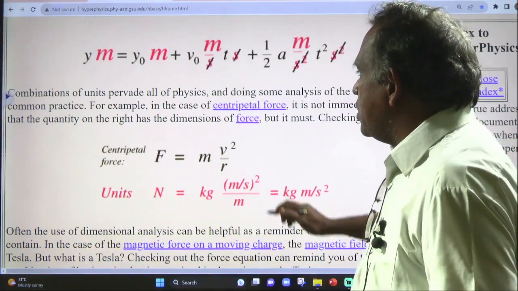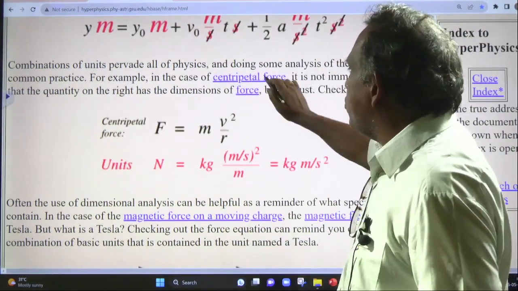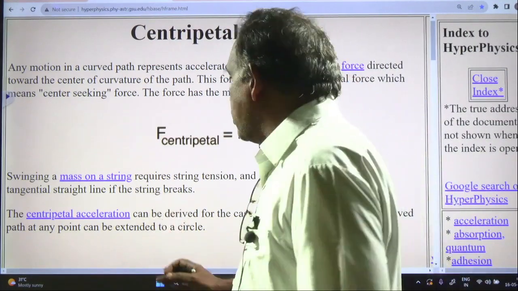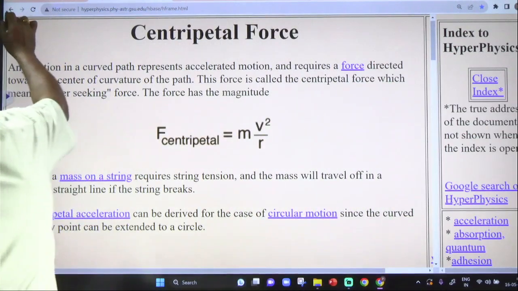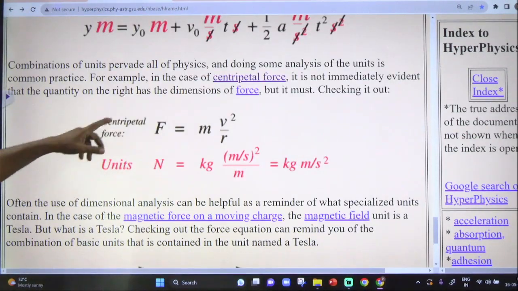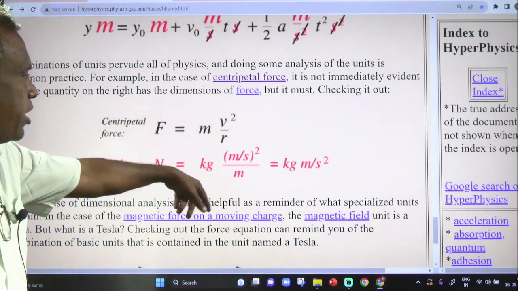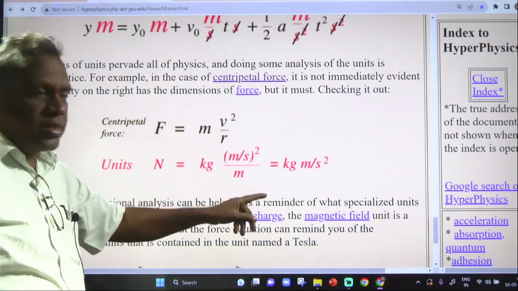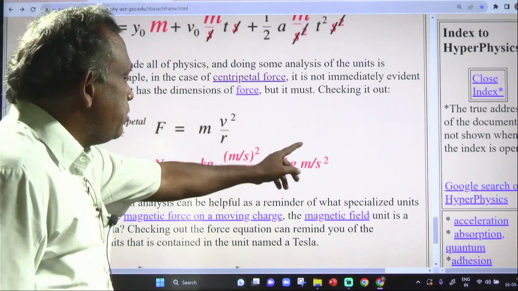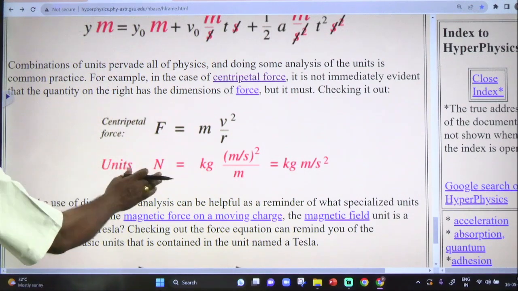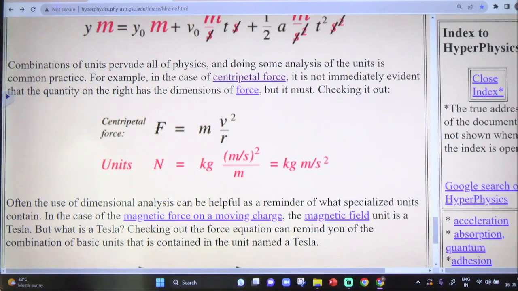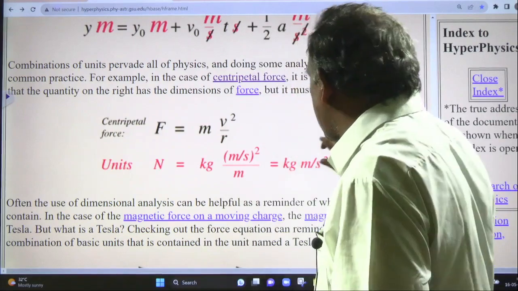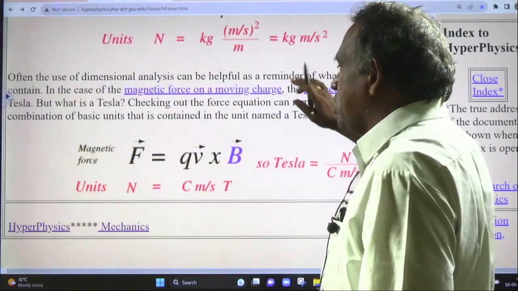Dimensional formula, say centripetal force. The centripetal force is m v square by r. So how to find the dimensional analysis here? Force unit is newtons. m v square by r: mass is kg, speed is meter per second, whole square, upon meter, gives kg meter per second square. 1 Newton is 1 kg meter per second square. You can check the dimensions using dimensional formulas, and check whether these equations are dimensionally consistent or not.